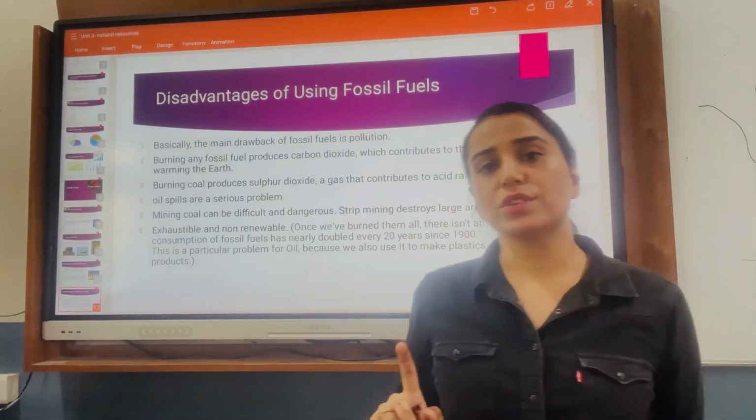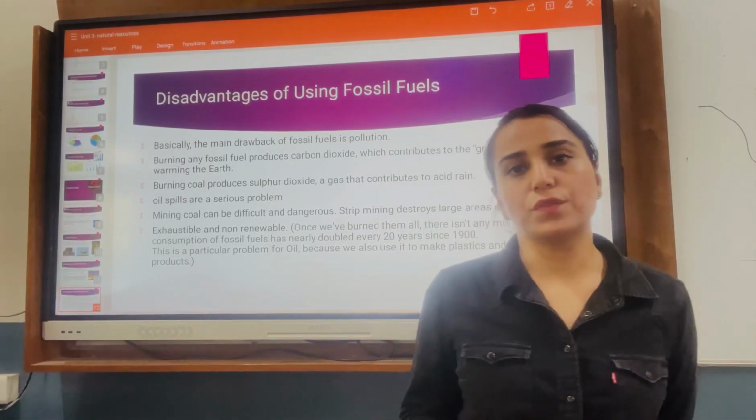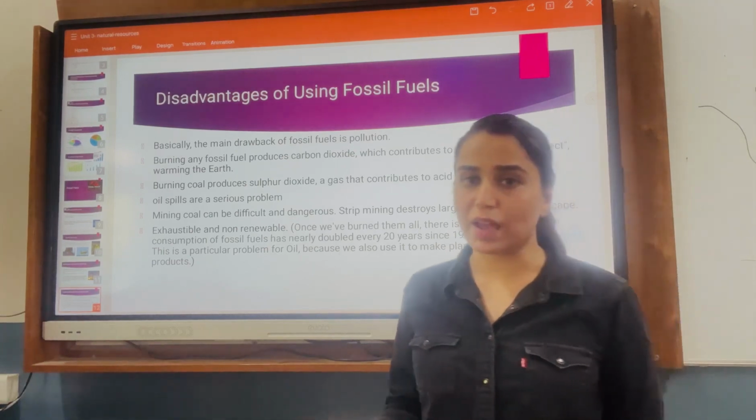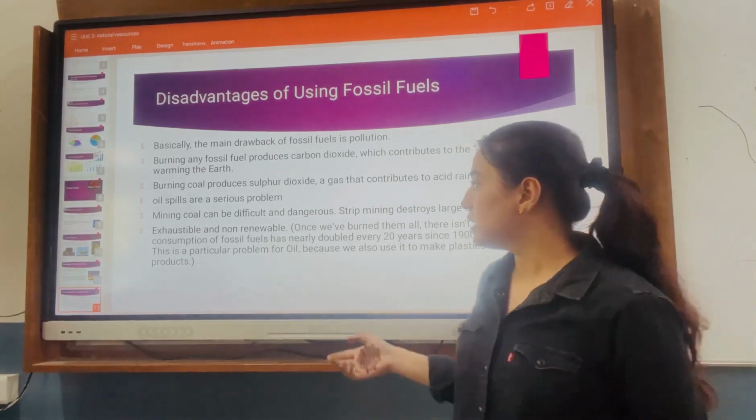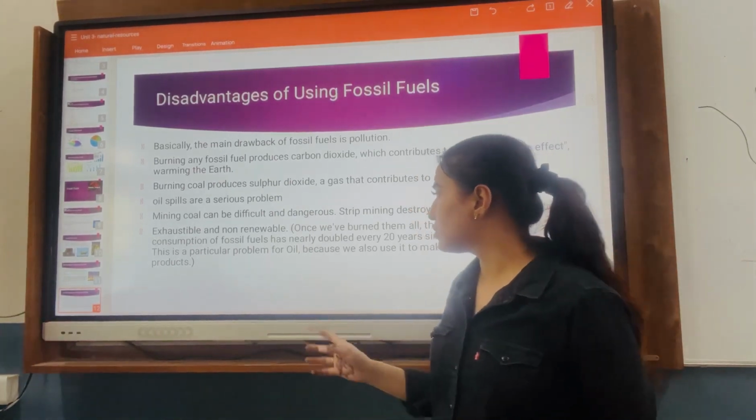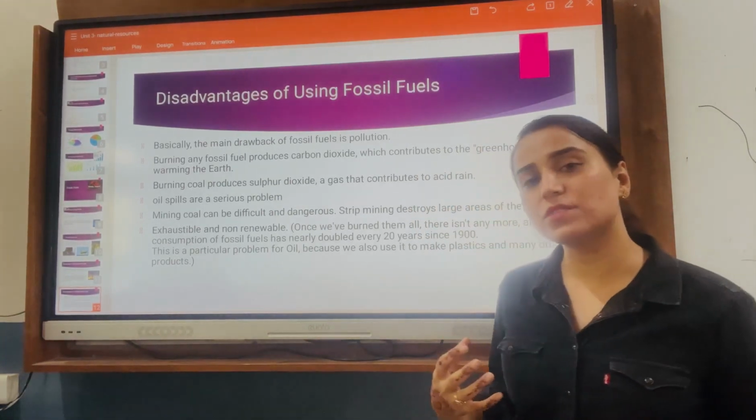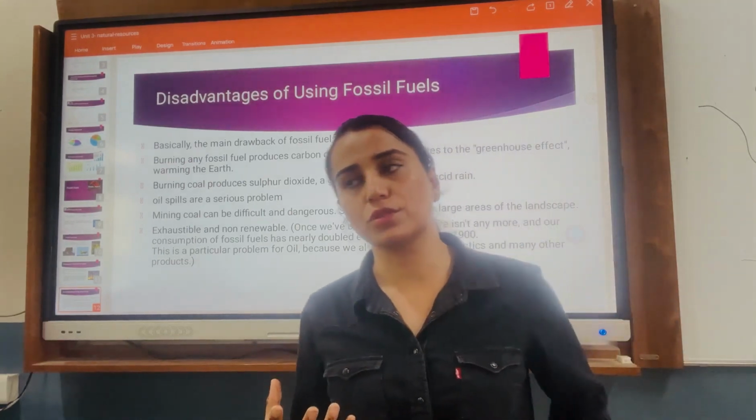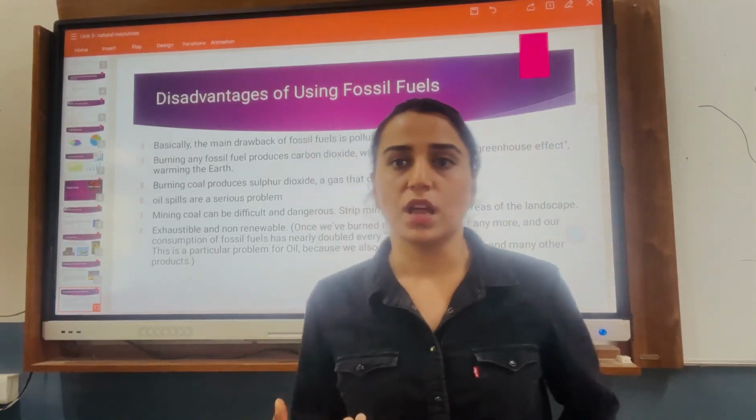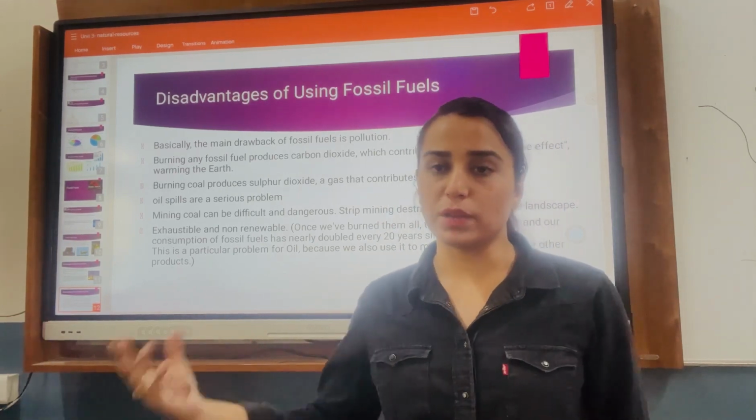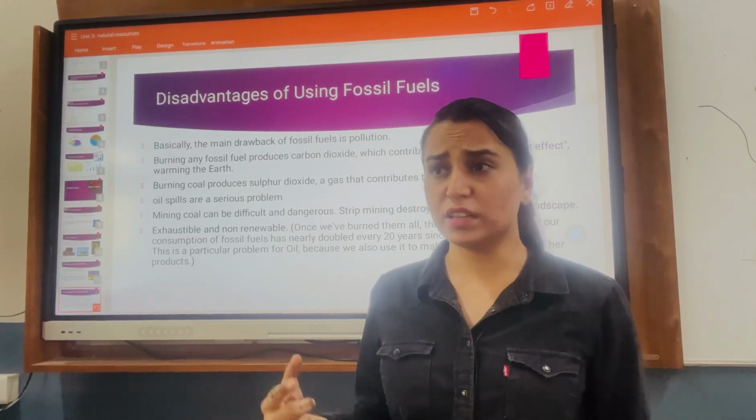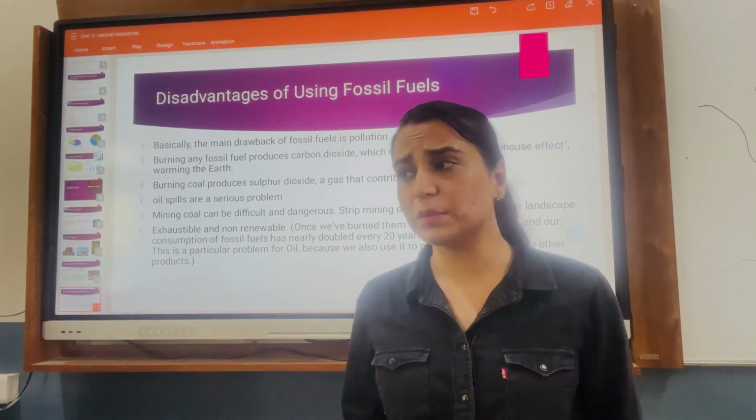While transporting, there is a possibility of leakage. So leakage might happen, which will eventually create much more problems for us. Fossil fuels are exhaustible and non-renewable resources once we have burned them off. One of the major disadvantages of using fossil fuels is that they are exhaustible. Once we have used it, there is no possibility for us to remake it. It is exhaustible, it is non-renewable.